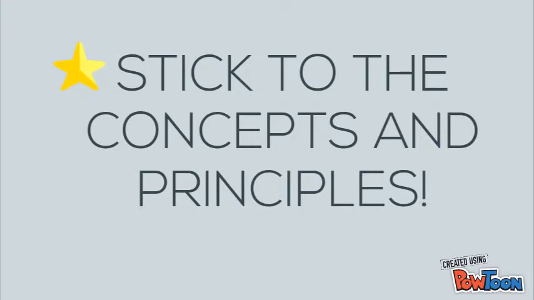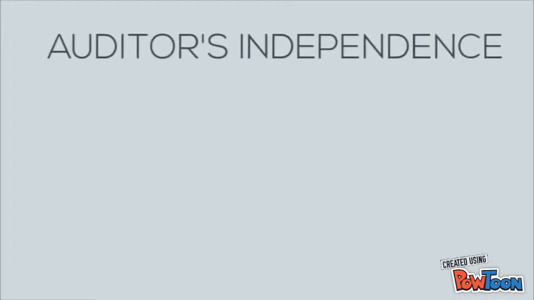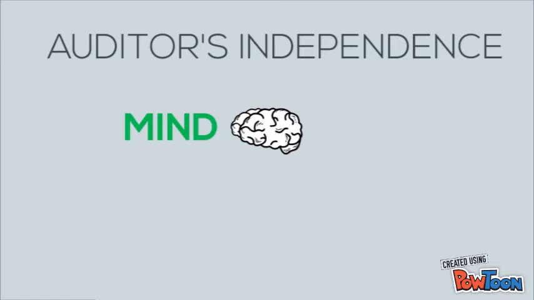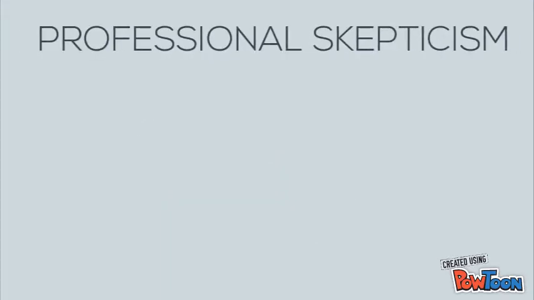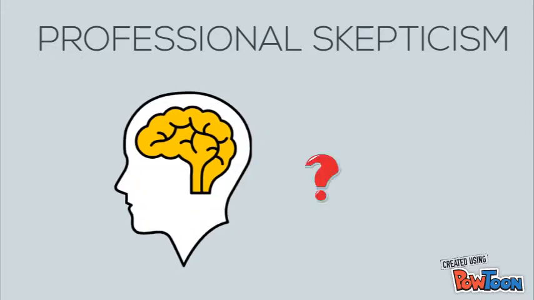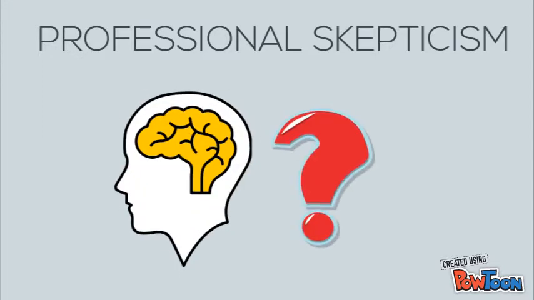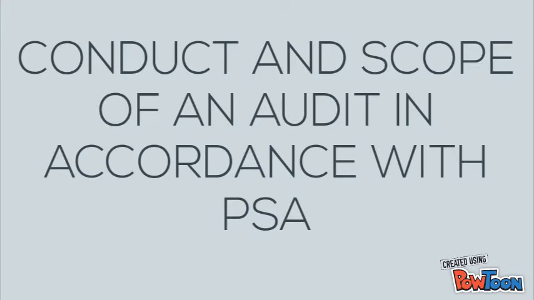Take note of the following. Auditor's independence requires independence of mind and independence in appearance. Professional skepticism is an attitude that includes a questioning mind. Conduct and scope of an audit in accordance with PSA: an auditor should conduct an audit in accordance with international standards on auditing, and the scope of an audit covers the audit procedures deemed necessary to achieve the objective of the audit.